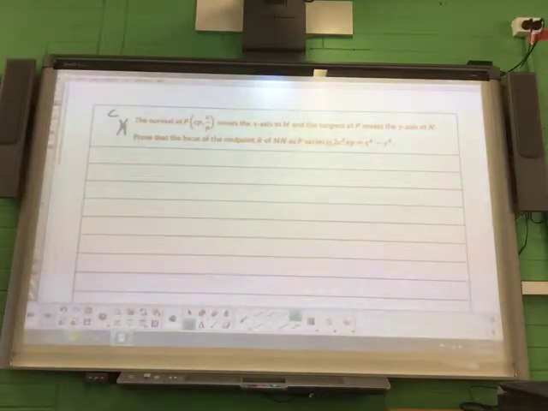Right, so the normal at P meets the x-axis at M, and the tangent at P meets the y-axis at N. We need to prove that the locus of the midpoint of the intercepts of the axes for the normal and tangent respectively, as the point P varies, is given by that equation there.